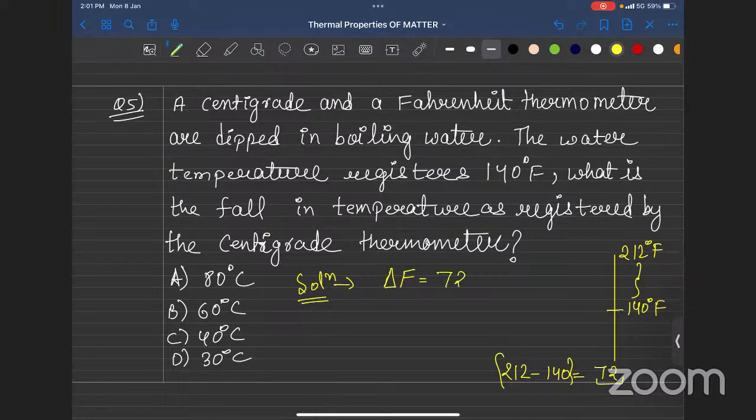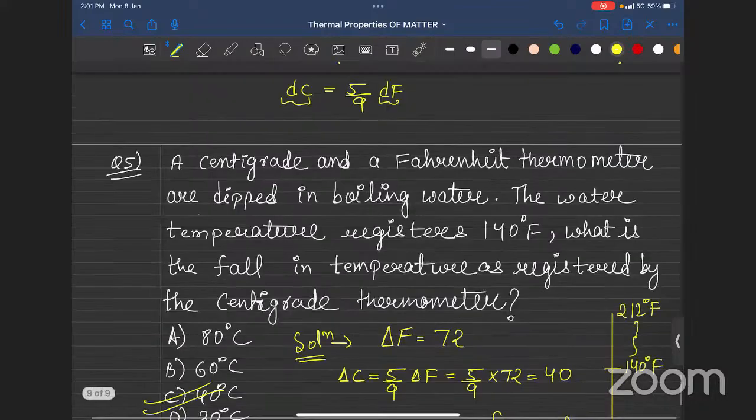So here we have 72. Now we say delta C equals 5 by 9 delta F. So this is equal to 5 by 9 into 72. You'll get the value as 40. So we'll get the change in Celsius scale as what? 40 is the answer. Let's move next.